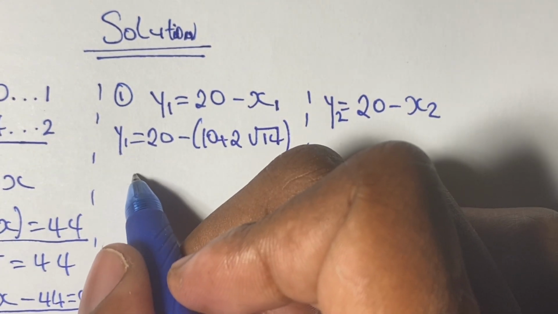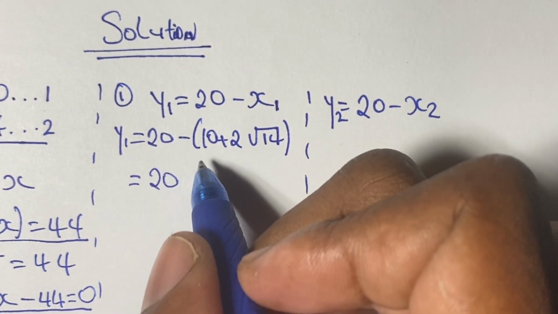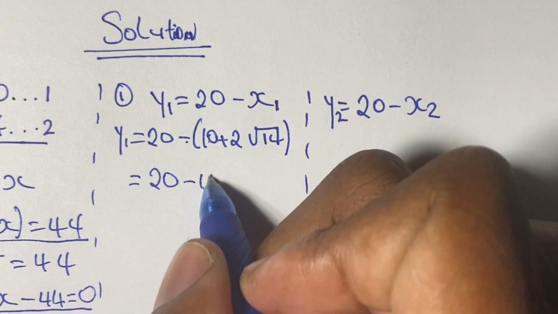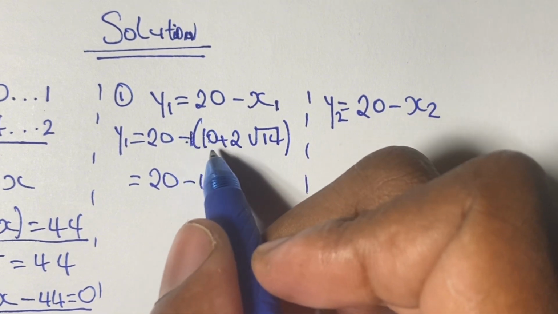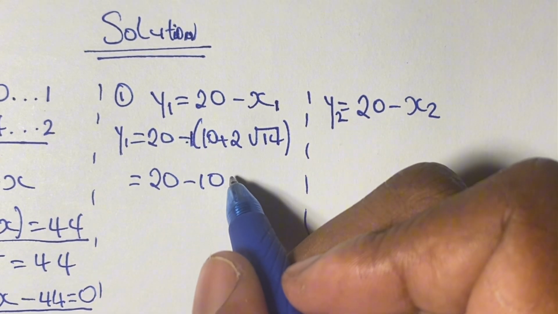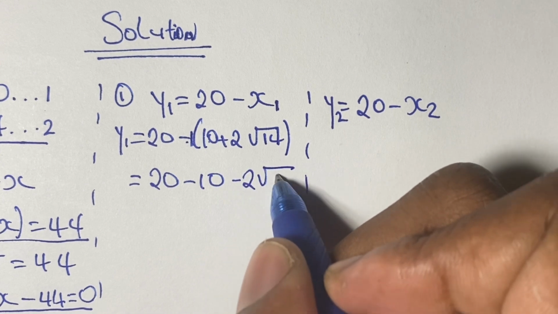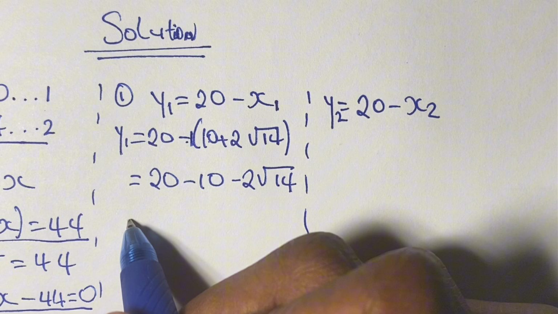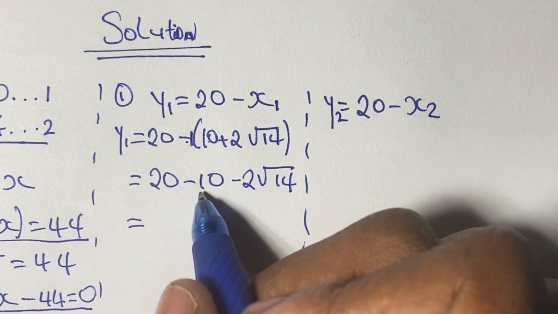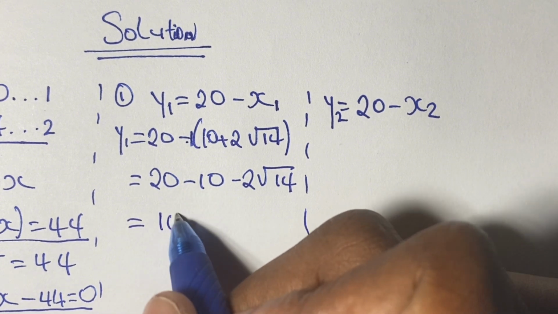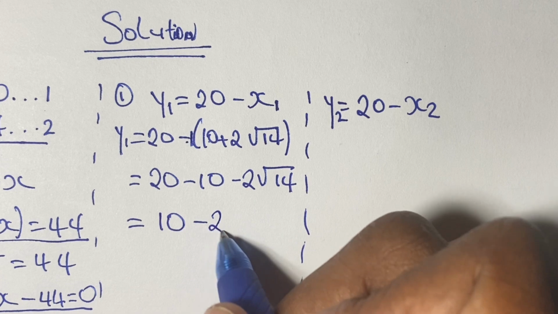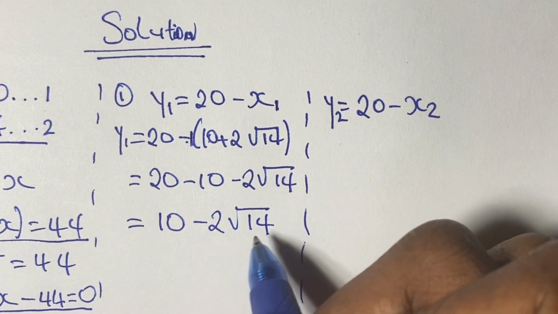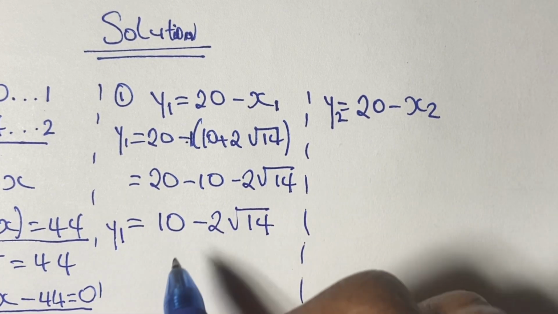And we can actually write this out as follows, where we see that the negative sign is going to multiply what's in the bracket. So we have 20 minus negative 1 times 10 gives us negative 10. Negative 1 times positive 2 is going to give us negative 2 root 14. So we have 20 minus 10, that gives us 10 minus 2 root 14. So this is the value of y1.